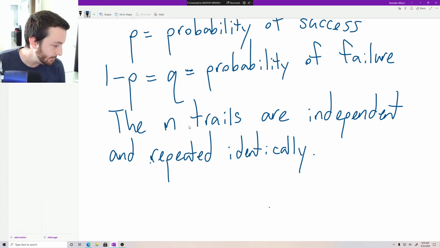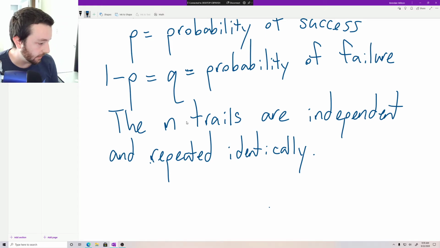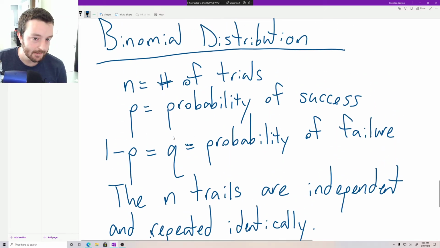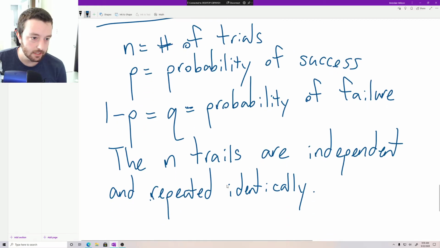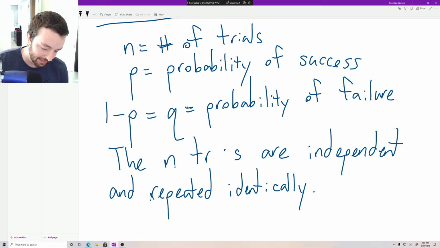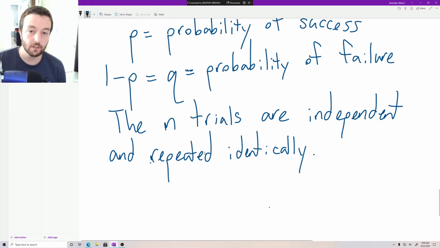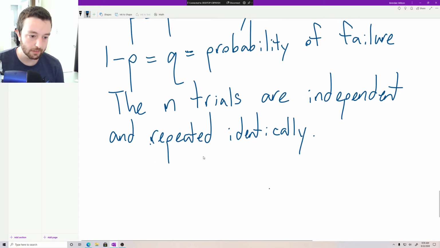I just want to make sure I didn't leave out anything. Don't think I did. If all of this is true, so if you have your n trials, I said trails, that should have been trials. If you have your n trials that are independent, repeated identically, and you only have two possible outcomes, which is success or failure, then it follows what's called a binomial distribution.